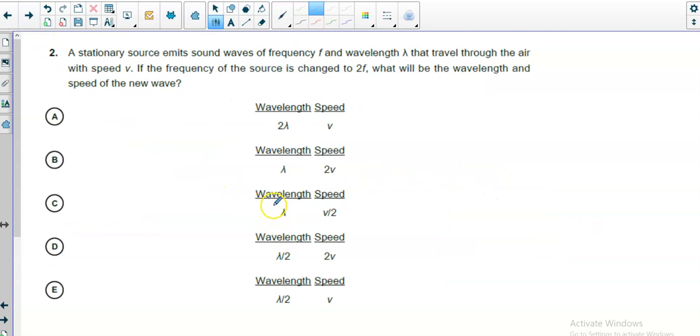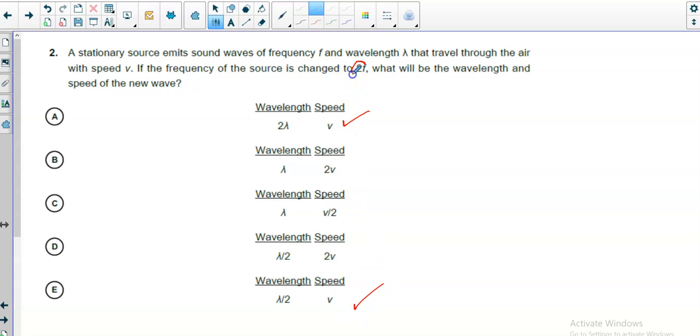Stationary source emits sound waves of frequency f and wavelength lambda that travel through the air with a speed v. If the frequency of the source is changed to 2f, what will the wavelength and speed of the new wave be? So the speed is a property of the medium, and it will not change unless you change the air temperature or something like that. So the speed will remain the same. So right away, I know it's either A or E.